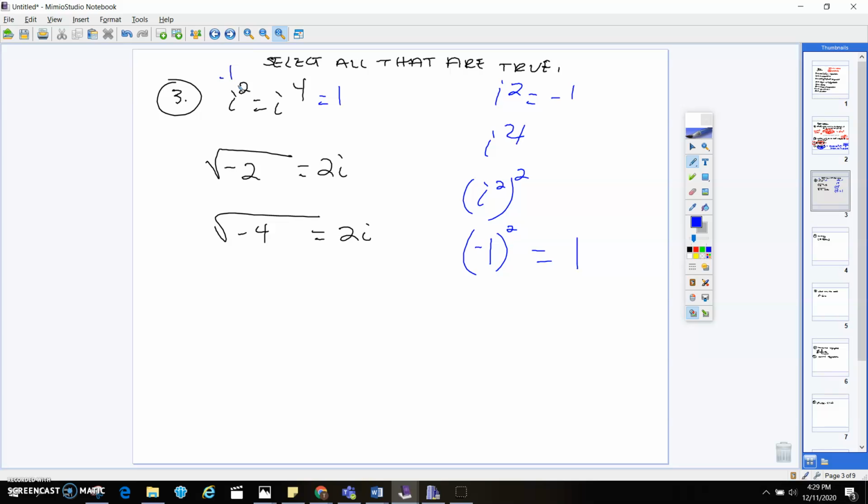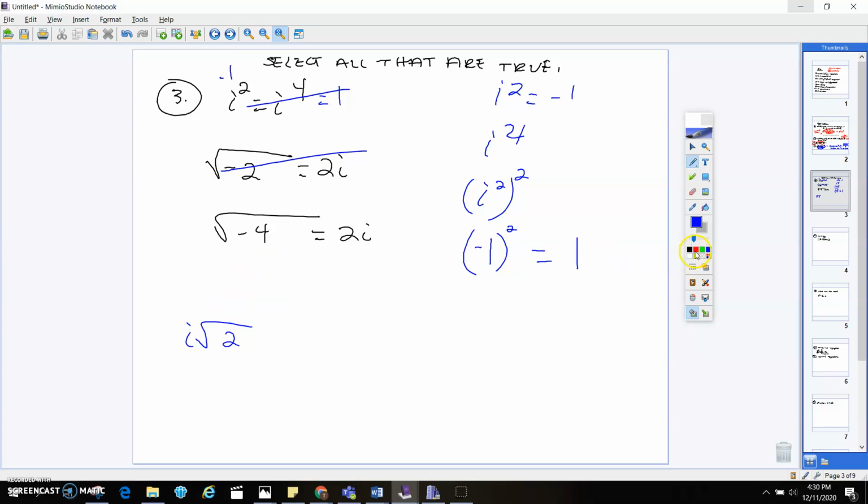So is 1 equal to negative 1? No. Did I mess that up? All right, so this is not going to be true. All right, on the next one, you've got the square root of negative 2 equals 2i. So on the left-hand side, we would pull out that negative, so we would put an i out front, and we would be left over with the square root of 2. Well, is this equal to this? No.